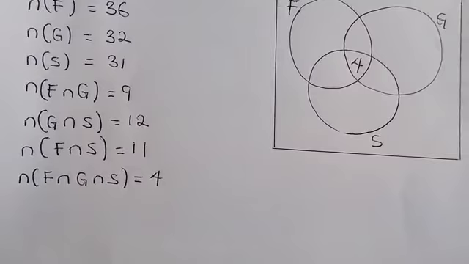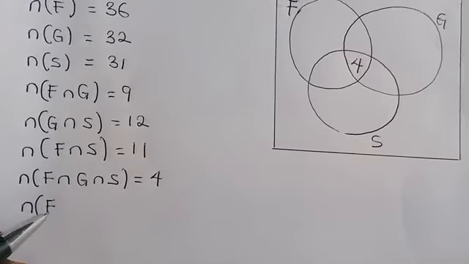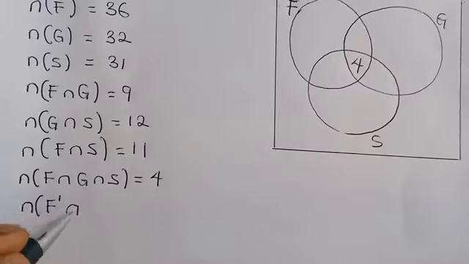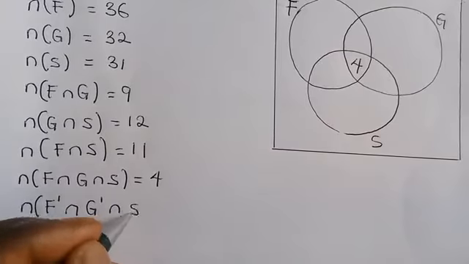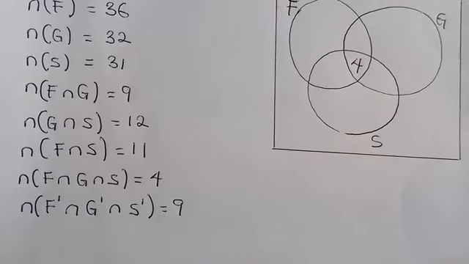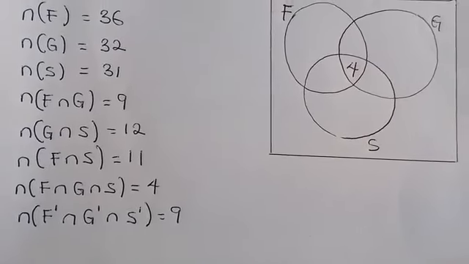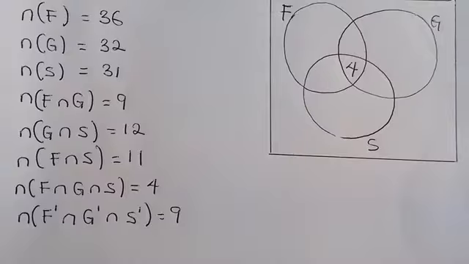So from this, we were also told that the number of boys that offered none of the 3 languages is 9. So we have F prime intersecting G prime intersecting S prime is equal to 9. With this, the next thing for us to do is to populate this Venn diagram.